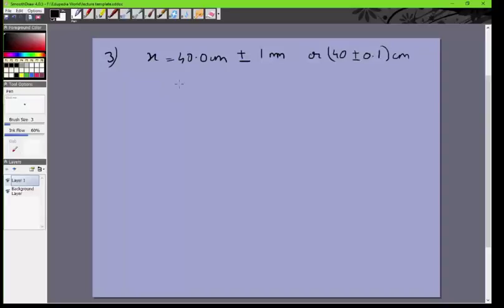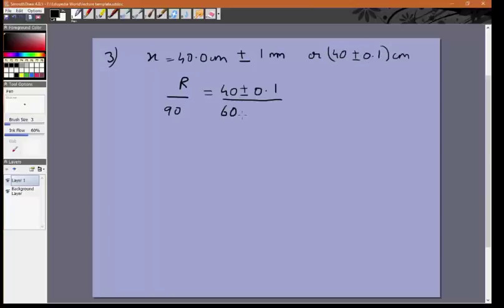Now what will our equation be? R by 90 is equal to 40 plus minus 0.1 divided by, now the remaining thing would be 60, but this is 40 plus minus 0.1. If this is 40 plus 0.1, this would be 60 minus 0.1. And if this is 40 minus 0.1, this would be 60 plus 0.1. So 60 is also plus minus 0.1. You have the same error in this one.